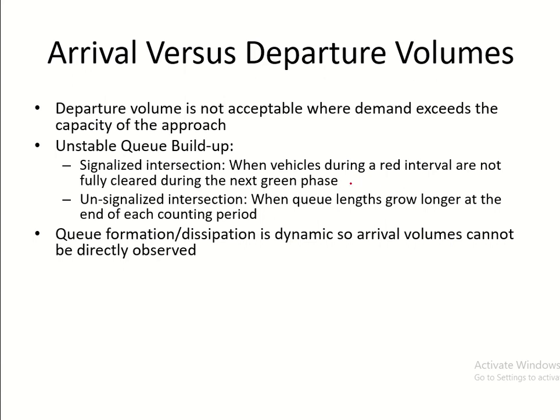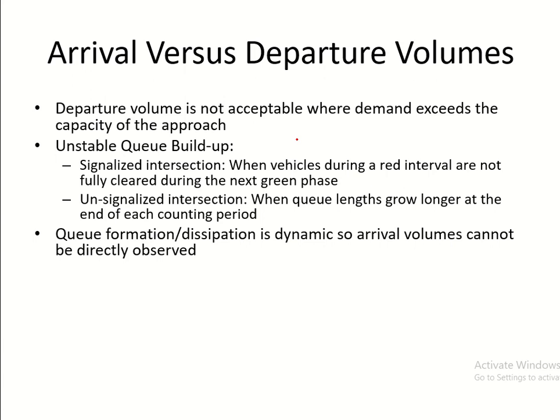On signalized intersections, if vehicles who come during the red phase do not leave in the next green phase, that means demand is over capacity. Vehicles who come during the red phase cannot leave in the next green phase. Even if some of them cannot leave during the next green phase, this means demand is over capacity. So then you should estimate arrival volume.